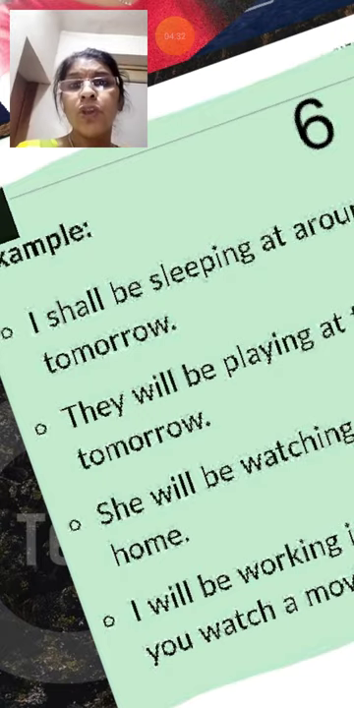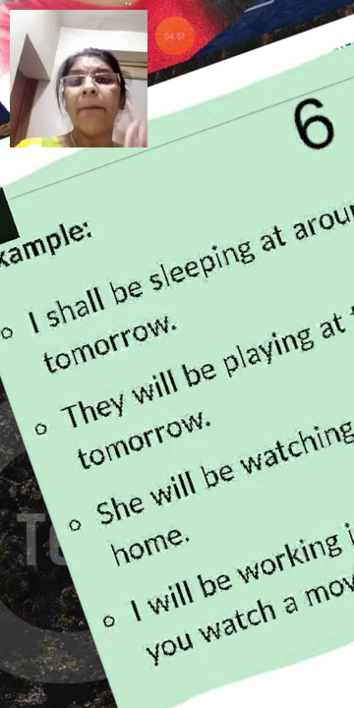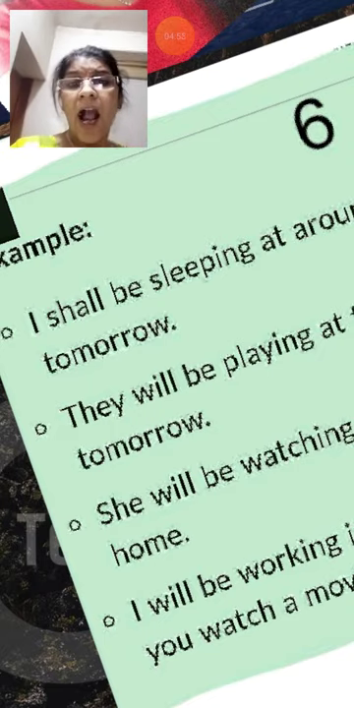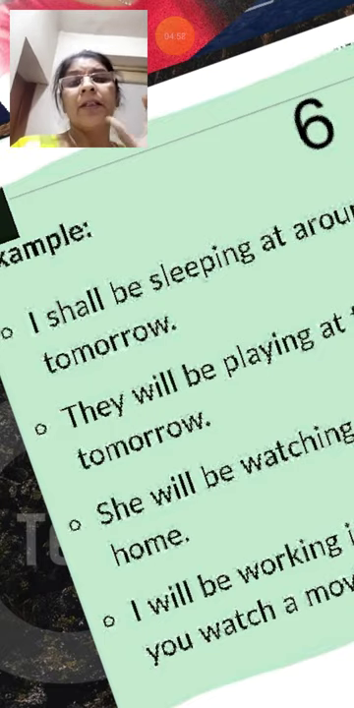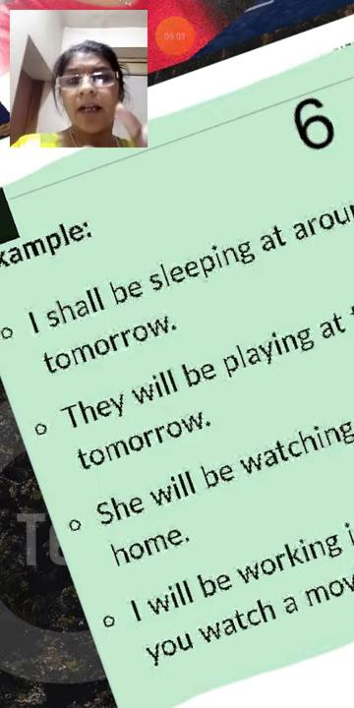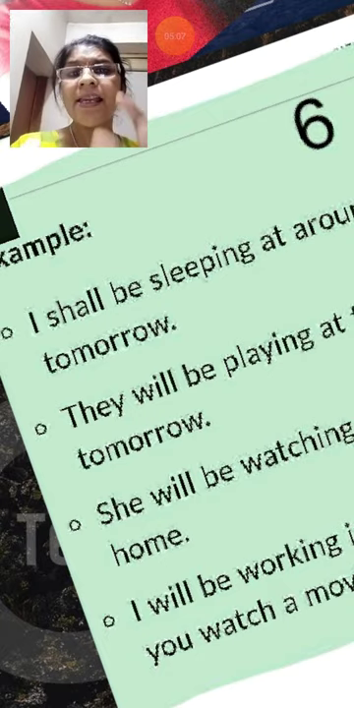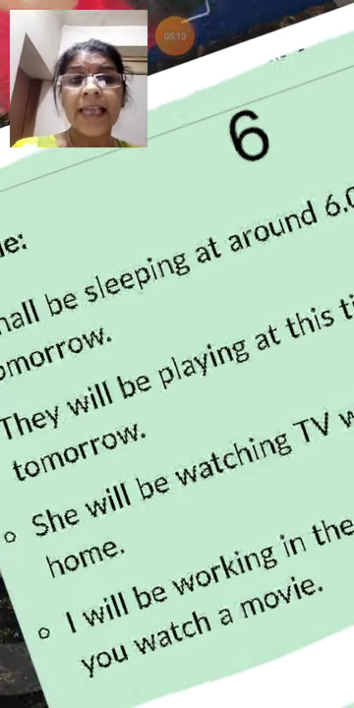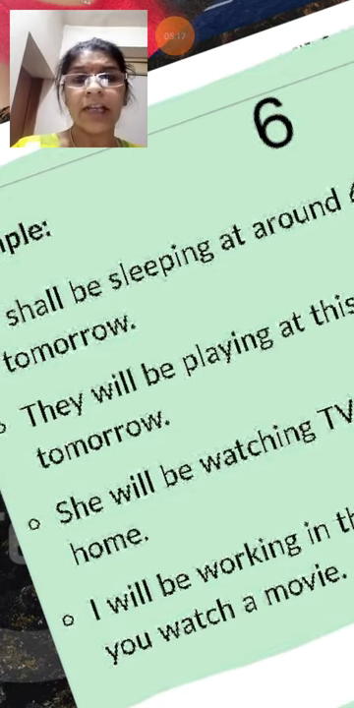Here we use the future continuous tense. How? I is the subject, shall is the future helping verb, be is the state of being. That is, shall be sleeping. Sleep is the first form of the verb, plus ing, sleeping. This is the future continuous tense. I shall be sleeping at around 6 a.m. tomorrow. Tomorrow also deals with the future.